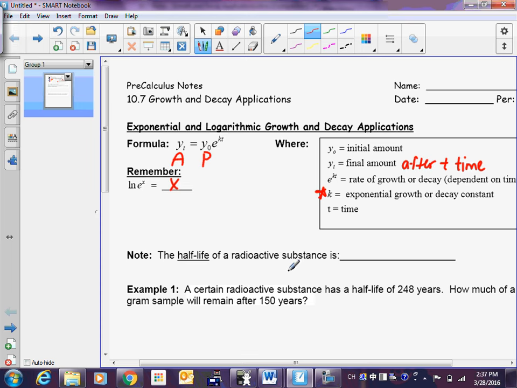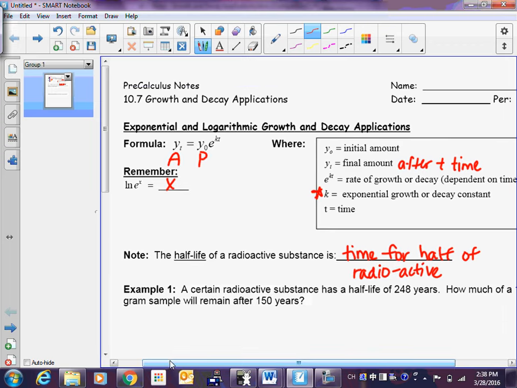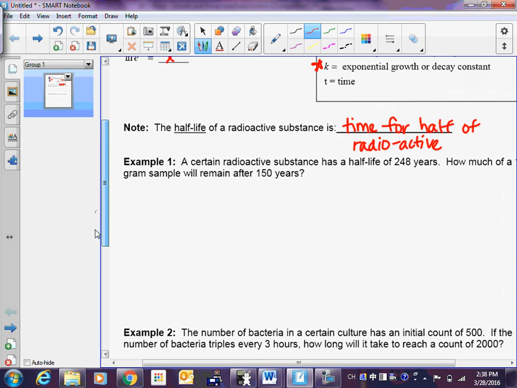The half-life of a radioactive substance is the time it takes for something to be half as radioactive. There are different ways we could fill in this blank, but that half-life is different for every single substance. So if your half-life for plutonium is something, it's going to be something totally different for something else. And they're going to give that to you. All right, so let's look at this first example.